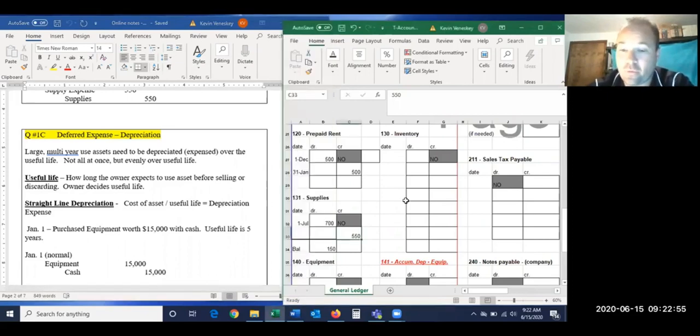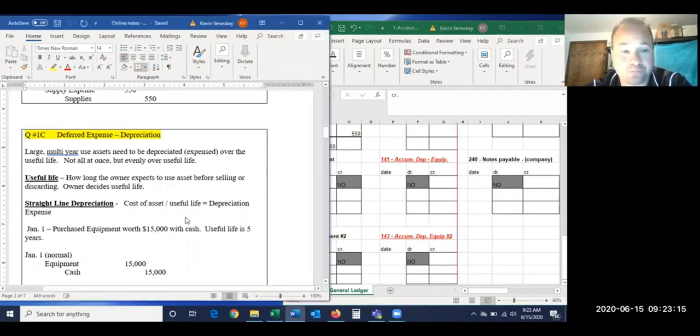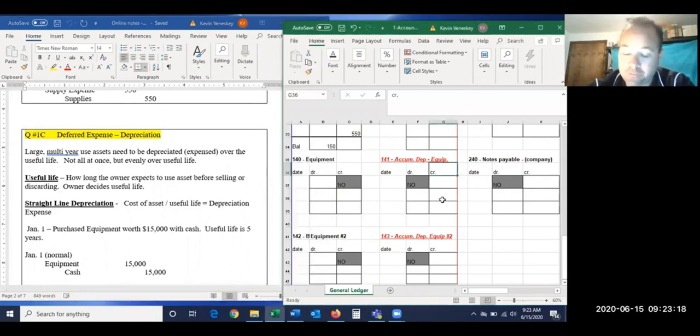The other new account that we're going to use is this accumulated depreciation. Accumulated depreciation is going to help us determine the book value of our equipment. And it's going to be another term that we're going to see here in a few minutes when we actually get into this entry. The accumulated depreciation keeps track of your total amount that you've expensed every year.